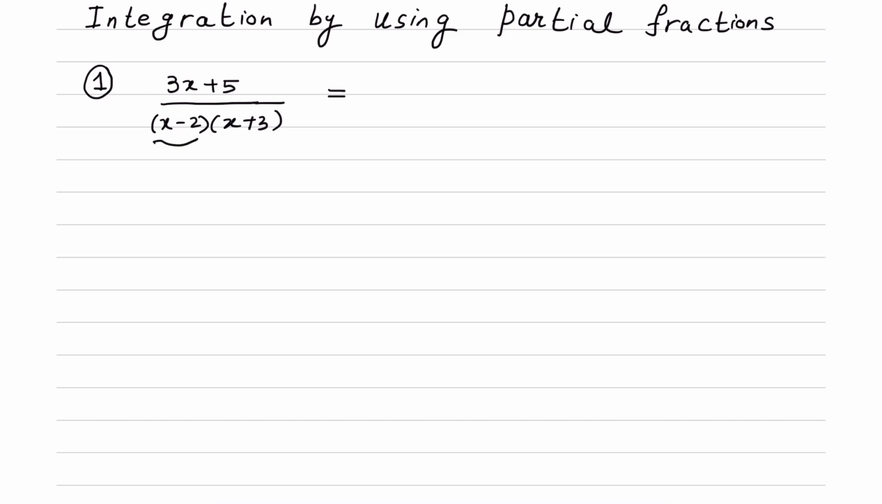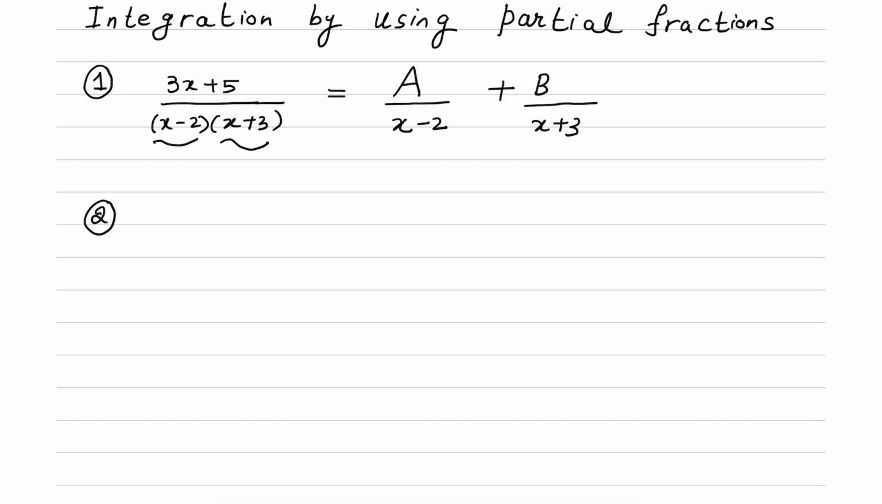at this factor. It is a 1 degree factor, means the power on x is 1. For every 1 degree factor you put an alphabet over that 1 degree factor. Now x + 3 is also a 1 degree factor, but it's different from x - 2, so you put another alphabet divided by this 1 degree factor. A and B are unknowns, and later on we will find the values of A and B. But for now, just understand that if there is a 1 degree factor, for that in the numerator we put an alphabet divided by that 1 degree factor.